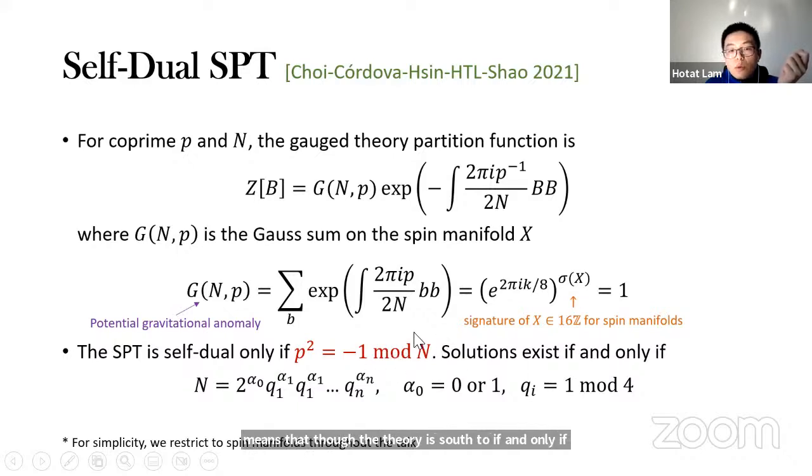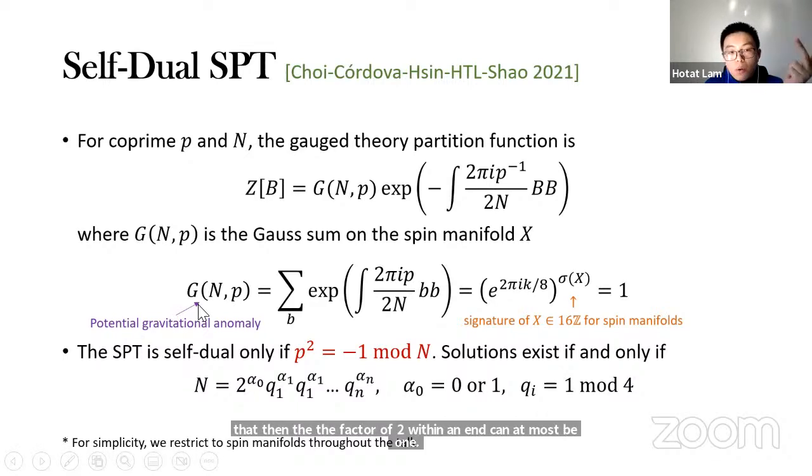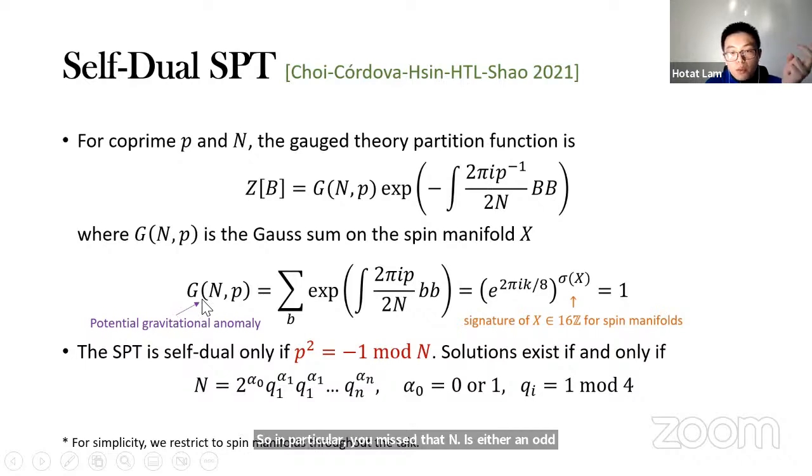And it turns out that these equations cannot always be solved. It can be solved if and only if the prime factorizations of N obey certain properties. So one property it has to obey is that the factor of 2 within an N can at most be 1. So in particular, it means that N is either an odd number or N over 2 is an odd number. The second constraint is that all the odd primes of N have to be 1 mod 4. So with these two conditions, this equation always has a solution.